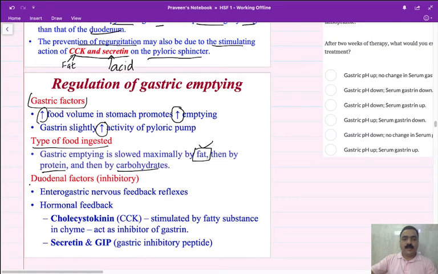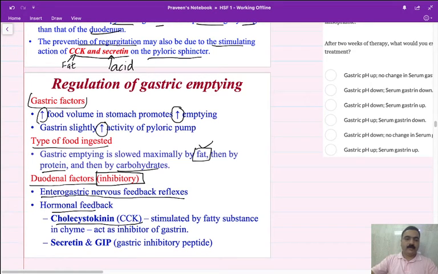Okay, so what are the other duodenal factors? Duodenal factors are inhibitory in nature. Whenever there is too much food in the duodenum, we don't want more food coming from the stomach. It will allow the food to go away from the duodenum, and then the new food has to come. So it is controlled by the enterogastric nervous feedback, and hormones like the CCK.